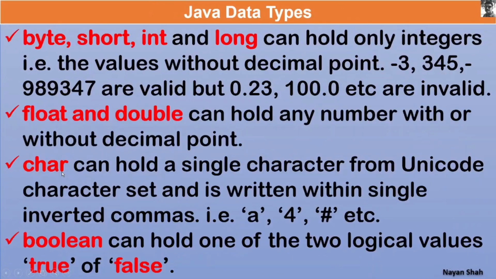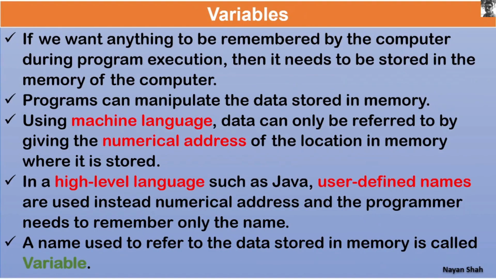So remember, whenever we want our program to remember something during program execution, it needs to be stored in the memory of the computer. Programs can manipulate the data stored in memory. So the value which is stored in the memory can be manipulated, as you know that we calculated balance and we changed the value of balance afterward by subtracting the call cost.